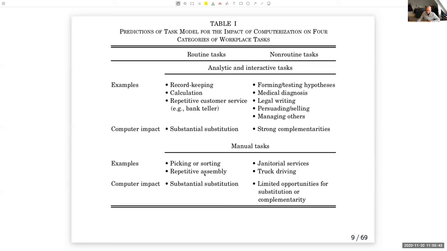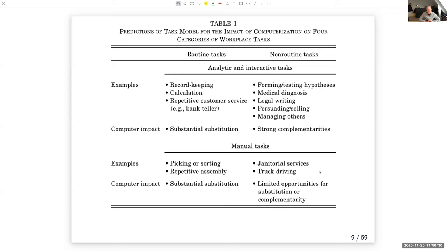Then for the non-routine tasks, you have examples of analytic and interactive non-routine tasks, like doing a medical diagnosis. A lot of occupations here would be professionals and technicians. And then an example of a non-routine manual task would be maintaining your garden. A lot of relatively low pay jobs in services, waiting tables, cleaning rooms, would be non-routine manual, because even though we find them easy to do, they require eye and foot coordination that we all learn as kids. And that's also why they're low paid.